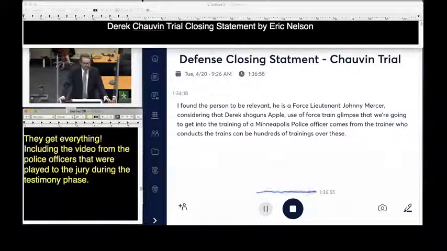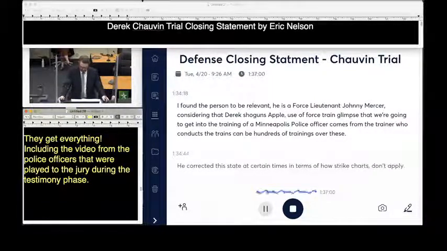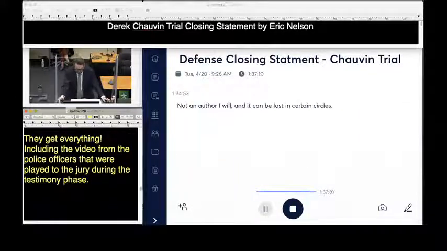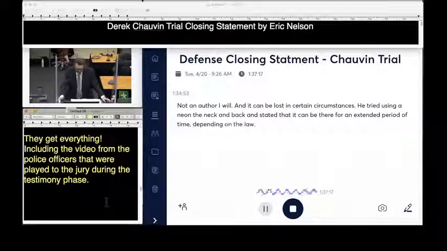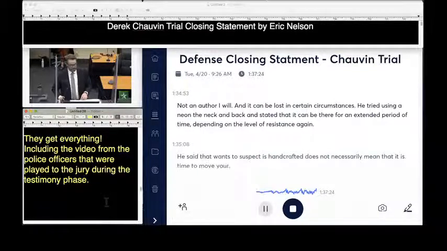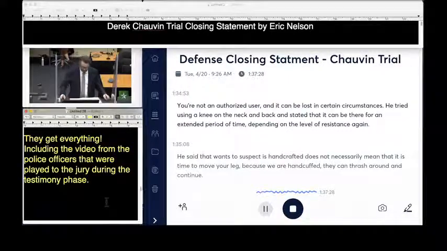He corrected the state at certain times in terms of how strike charts don't apply to restraint techniques. He said the knee on the neck is not an unauthorized move, and it can be utilized in certain circumstances. He described using a knee on the neck and back and stated that it can be there for an extended period of time, depending on the level of resistance you get. He said that once the suspect is handcuffed, it does not necessarily mean that it is time to move your leg, because when people are handcuffed, they can thrash around and continue to be dangerous to themselves and others.